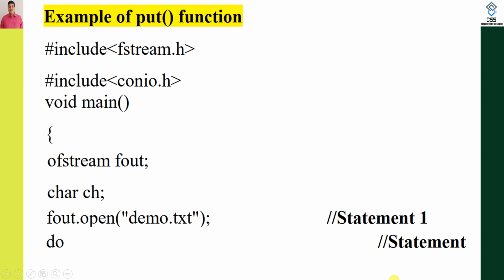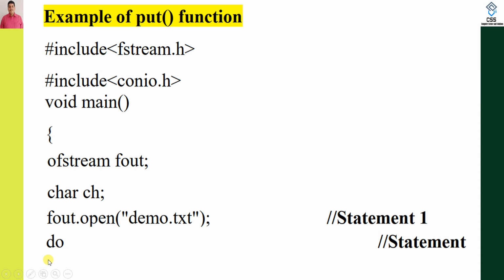Now, to write data to a file with the put function, the stream class used is ofstream, and the file object is fout. Ofstream is predefined, while fout is the object, whose name can be changed. Char ch is a character variable, and we are opening the file demo.txt, which is user defined. It will create the file and open it in write mode, because ofstream uses the file in write mode. The fout.open function creates demo.txt, the name of the file, opened in write mode, and we have to write into the file.